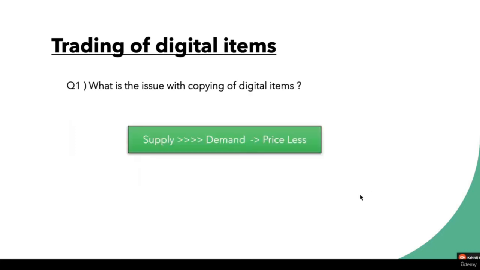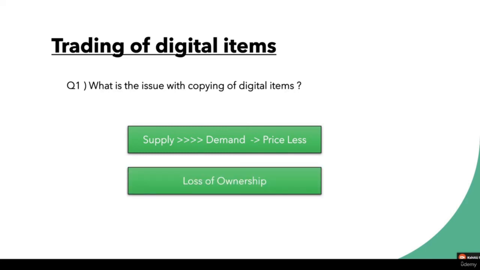And what are these issues? The first issue is the supply demand ratio gets disturbed. Like in case of this painting, I have created multiple copies of that particular painting. Now the demand for that painting was fixed, but I have created too many copies and the supply is more. So the price of that painting or that particular item will be less. So who is losing in this? The creator who created this painting in the first place will have this big loss.